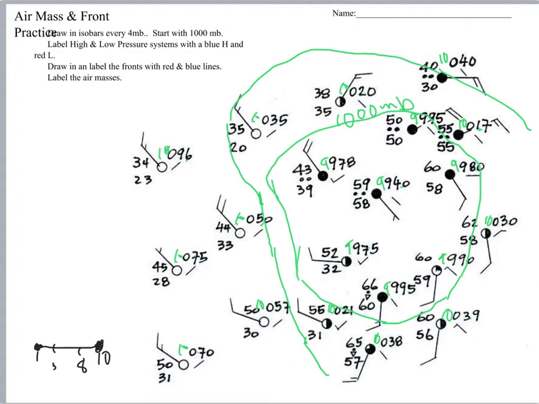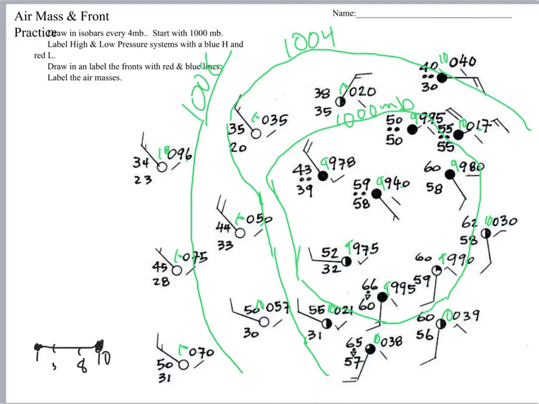We're going to move on up to 1,008 millibars. So here's 1,009, that's greater than. There's 1,005, that's less than, because I'm doing 1,008. 1,008 is going to come really close to 1,007.5. And it's going to go off my map.